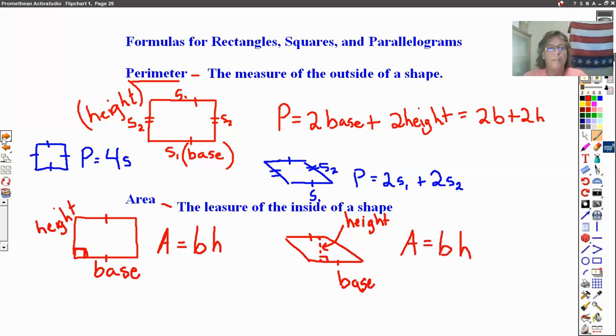And so you want to make sure you have all of these notes. And if you need to, you can go ahead and pause this and get this all written down, because this is going to be pretty important. So again, perimeter is the measure of the outside of a shape. Area is the measure of the inside of a shape. Okay, so that area would be just measuring all of this here on the inside, right?